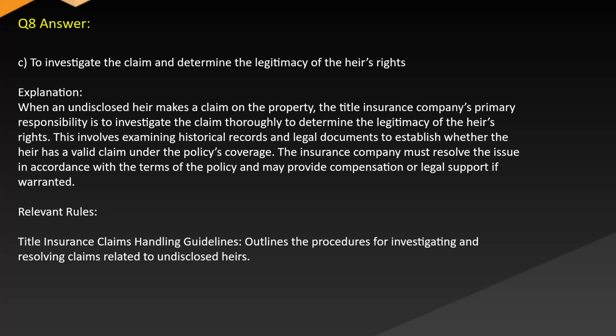Explanation: when an undisclosed heir makes a claim on the property, the title insurance company's primary responsibility is to investigate the claim thoroughly to determine the legitimacy of the heir's rights. This involves examining historical records and legal documents to establish whether the heir has a valid claim under the policy's coverage. The insurance company must resolve the issue in accordance with the terms of the policy and may provide compensation or legal support if warranted. Relevant rules: title insurance claims handling guidelines outline the procedures for investigating and resolving claims related to undisclosed heirs.